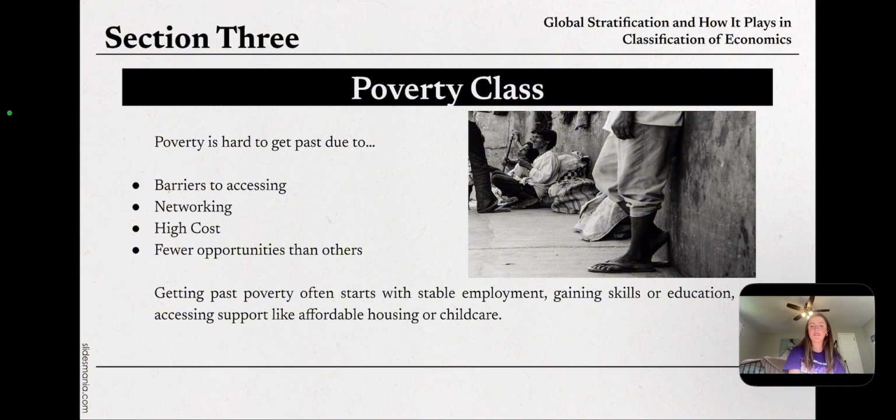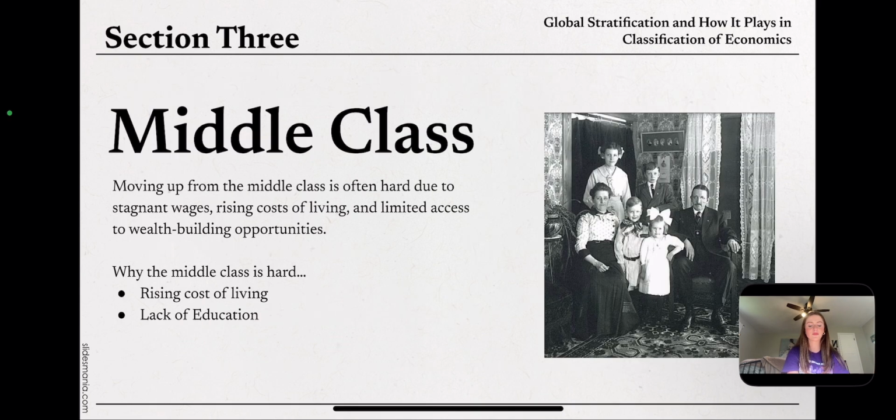Overall, the way to get out of poverty is often to start with stable employment, gaining skills or education that helps you move up, and accessing support like affordable housing or childcare. Through these things, it is possible to move up. Even though it seems very hard, getting past poverty is real.